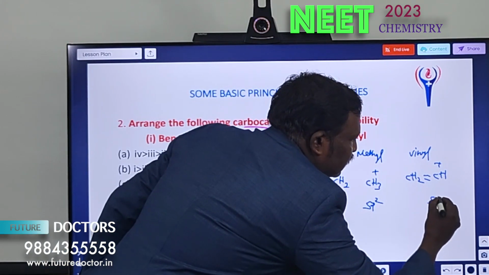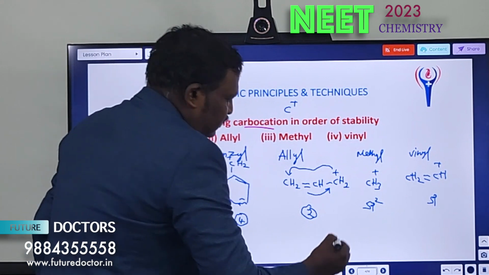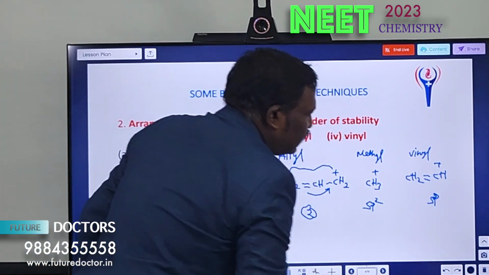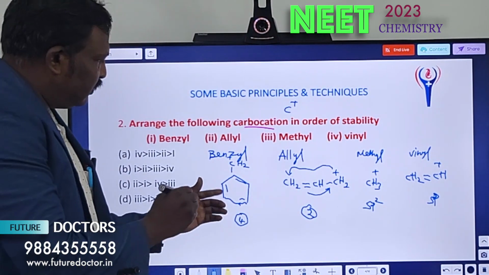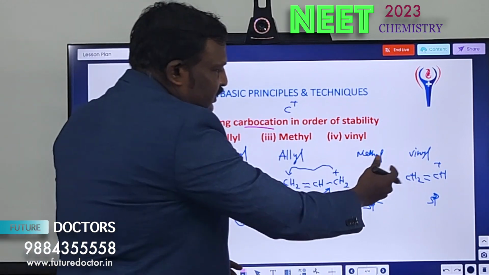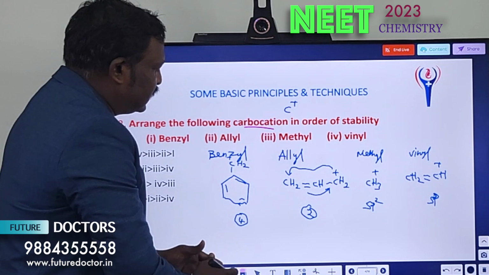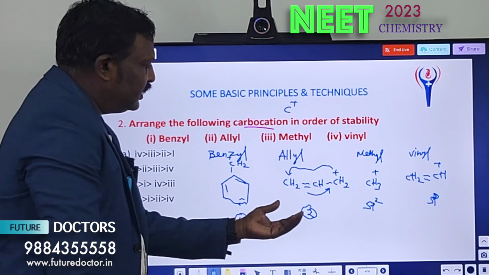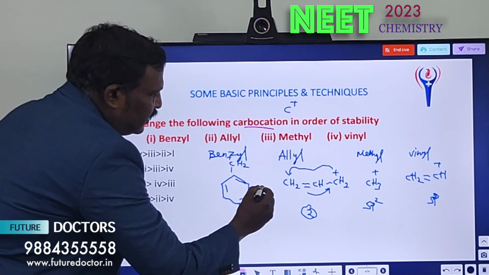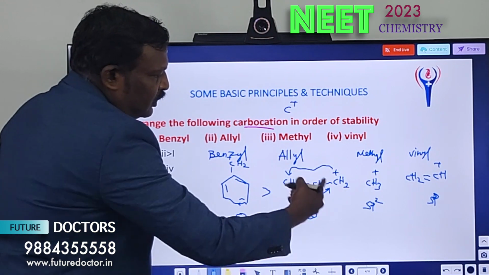sp hybridization. Sp, understood? In this case, we have sp hybridization here. So first of all, the last two structures don't have any resonance structure. Only the first two have resonance structures. Among these, we have four structures here and two structures there, so this is more stable when compared to this.